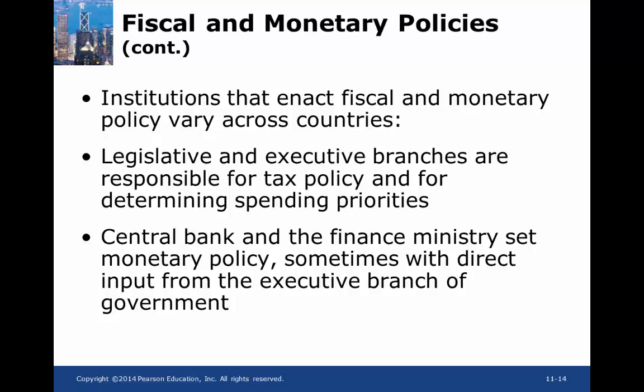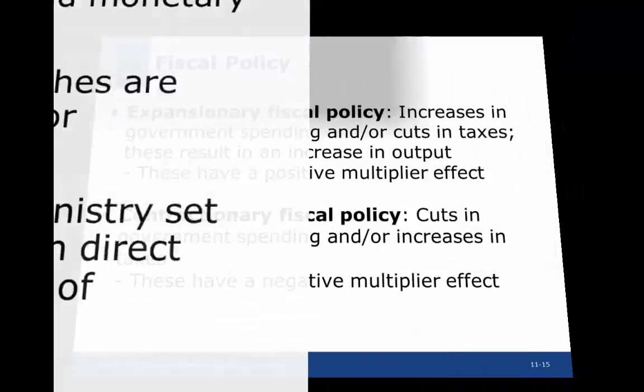Fiscal and monetary policies continued. Institutions that enact fiscal and monetary policy vary across countries. Legislative and executive branches are responsible for tax policy and for determining spending priorities. The central bank and the finance ministry set monetary policy, sometimes with direct input from the executive branch of the government.